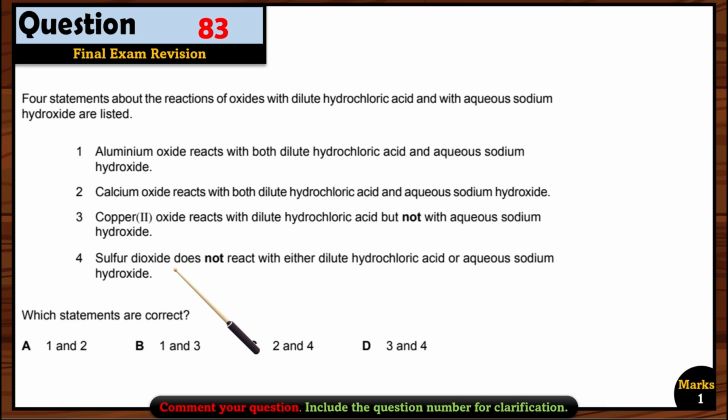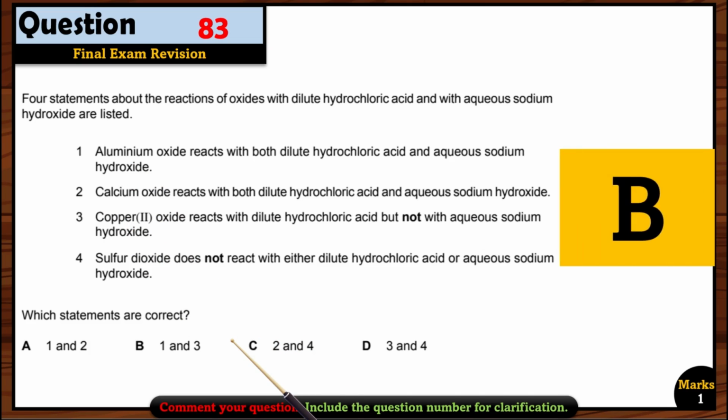Four. Sulfur dioxide does not react with either dilute HCl or aqueous sodium hydroxide. Only a neutral oxide cannot react with the base or acid. Sulfur dioxide is not a neutral oxide. It's an acidic one. So this option is also not right. So now we are just left with options 1 and 3. Yes, so 1 and 3 are right. So that is option B.